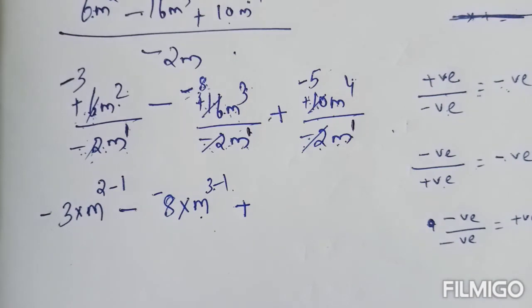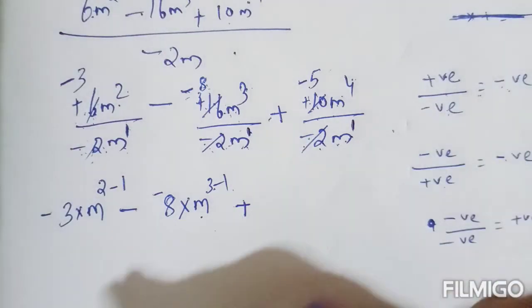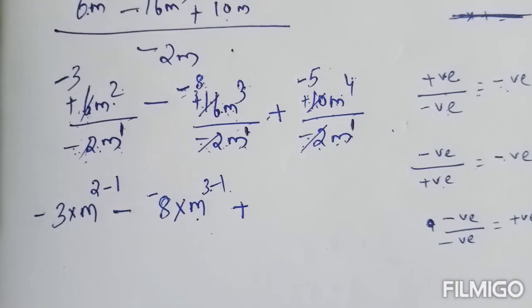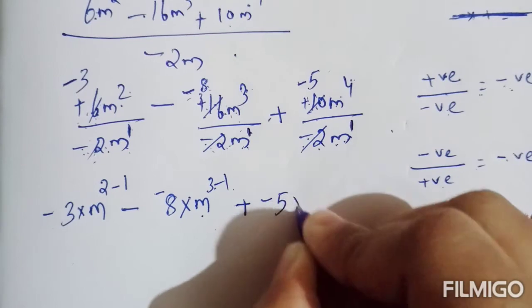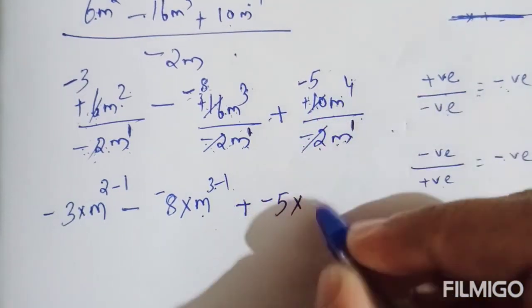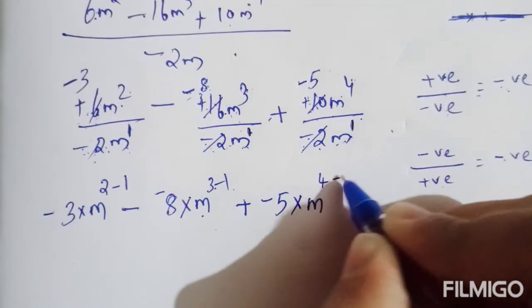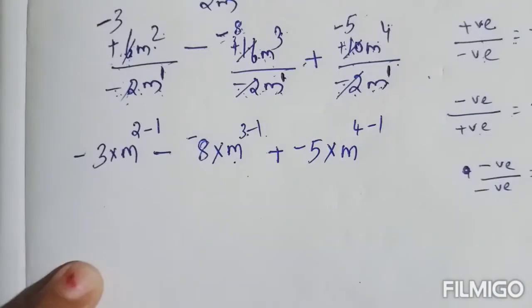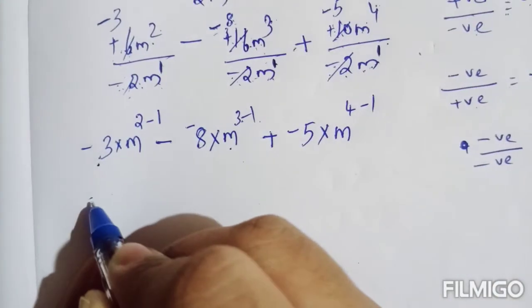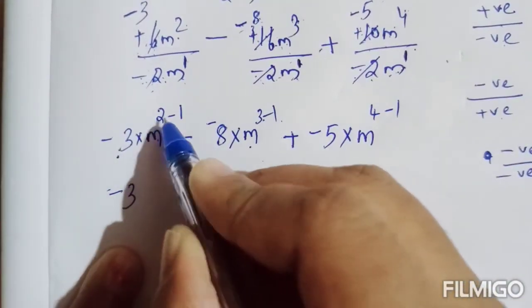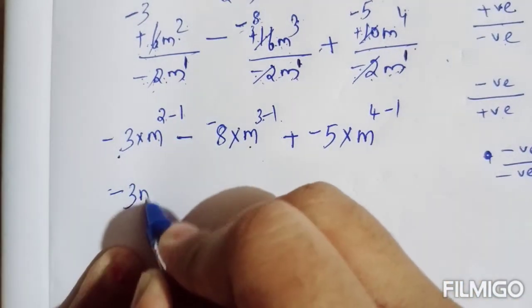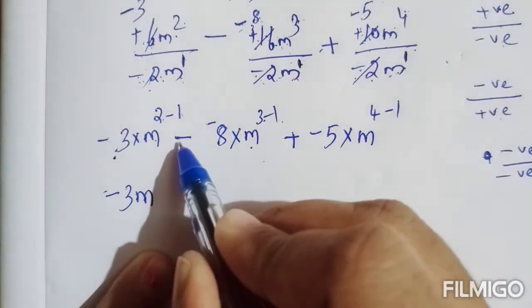Simply m means it is m raised to 1. This you can divide because they are exponents having the same base. You can use the quotient law. So you will get minus 5 into m raised to 4 by m raised to 1, which is m raised to 4 minus 1. Now minus 3 m raised to 2 minus 1, it is m. So minus 3m.